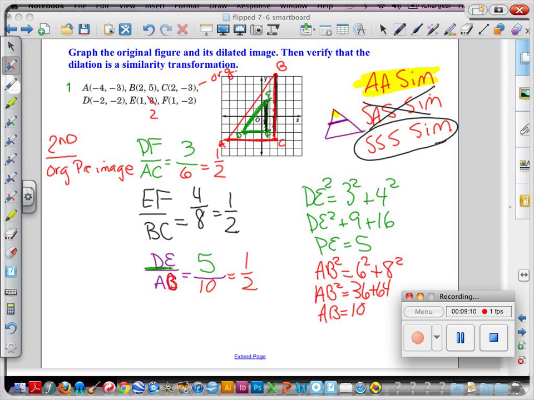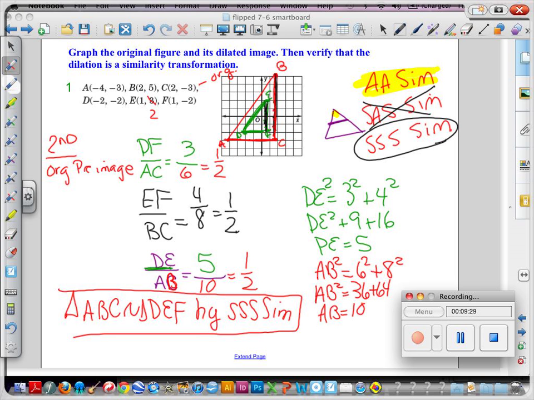So now what I need to do is write that triangle ABC is similar to triangle DEF by, I'm using the SSS similarity. So you have to have all that work, and then you also need that similarity statement with your similarity test.